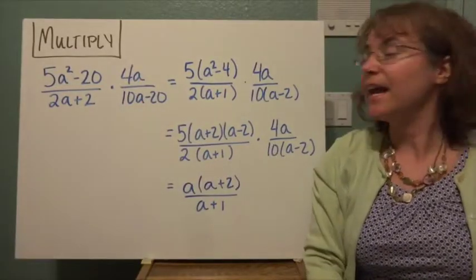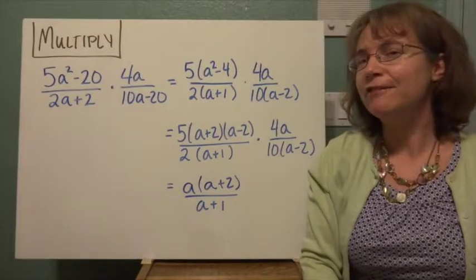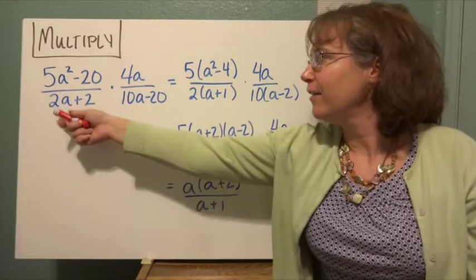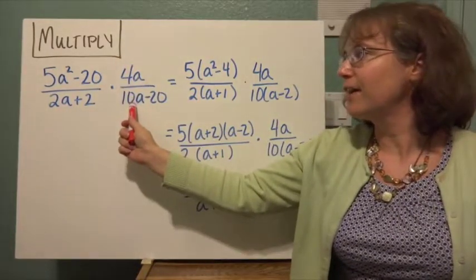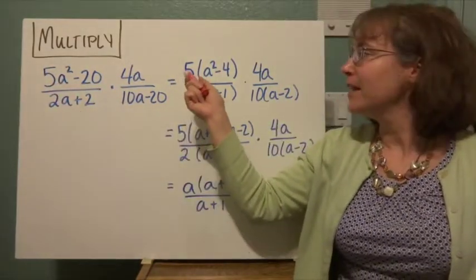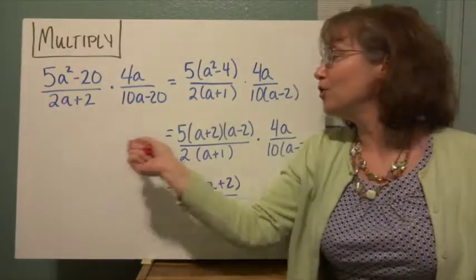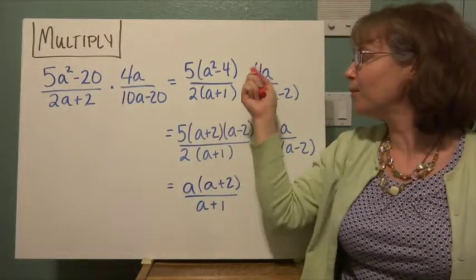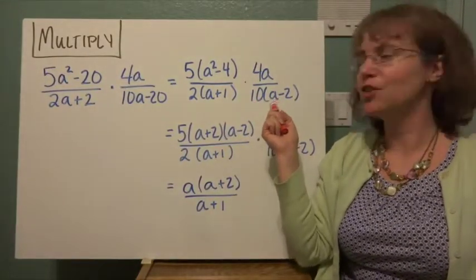When I'm multiplying, I can think about that same thing with my rational expressions. So I'll want to try and factor it as much as I can. First up, I can see I have a greatest common factor here and here. This term's all by itself, but I have another greatest common factor here. So rewriting, I can rewrite this by factoring out a 5. That's 5 times a squared minus 4 over factoring out a 2, 2 times a plus 1 times 4a, factoring out a 10, I have a 10 times an a minus 2.